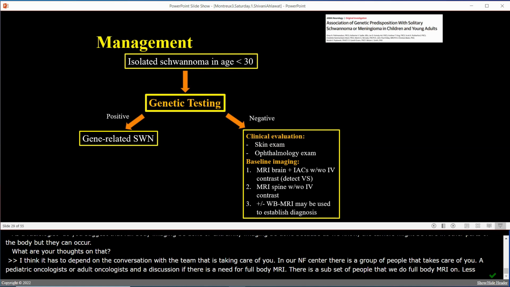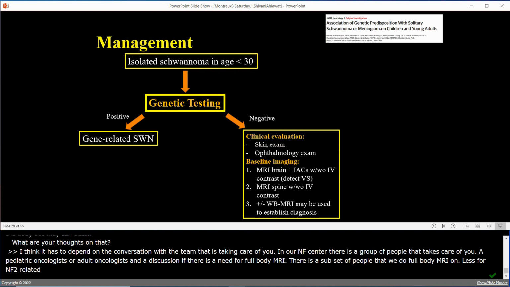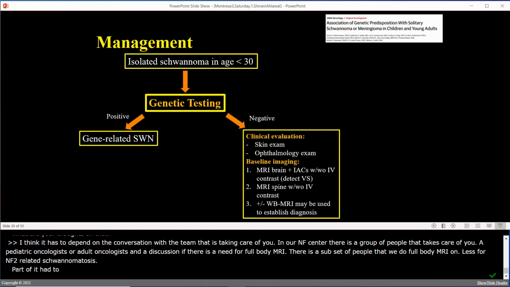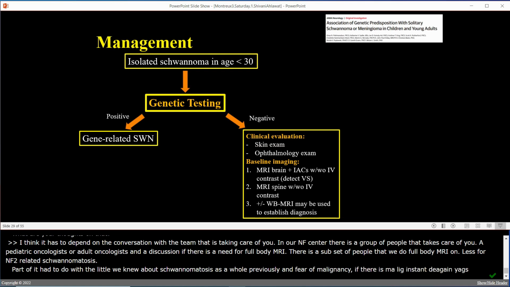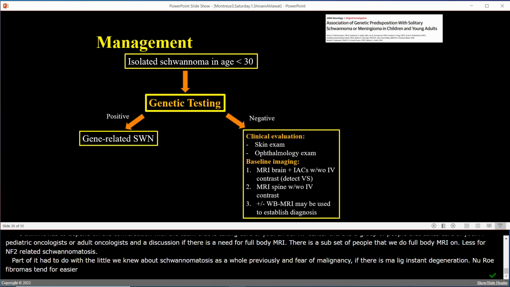Part of it had to do with how little we knew about schwannomatosis as a whole previously, and fear of malignancy, whether there is indeed malignant degeneration. And then in all honesty, schwannomas and neurofibromas tend to be reliably easier to diagnose. Schwannomas can be more complex and heterogeneous on imaging.